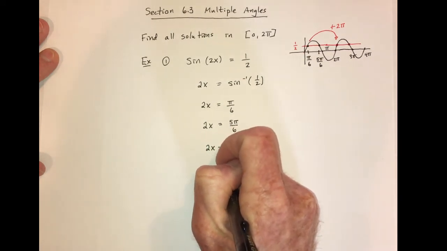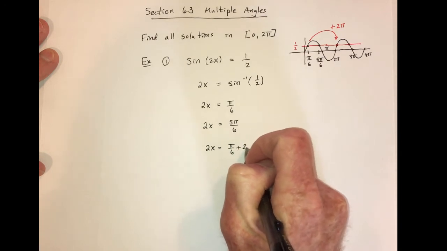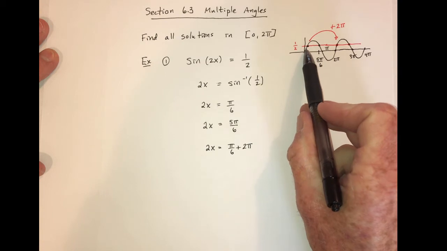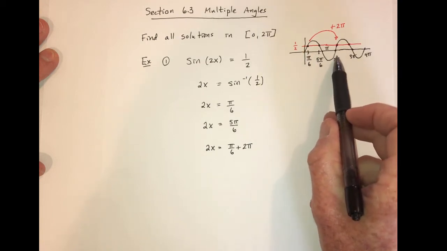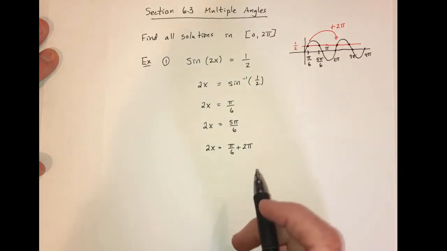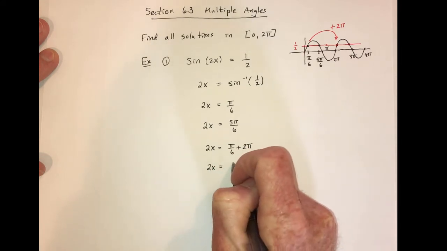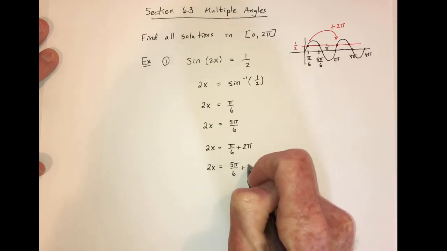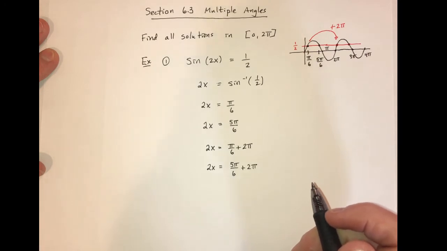So 2x equals, take a pi over 6 and add on 2 pi. So that is what this red arrow is doing. It's taking this solution, pi over 6, and then it's moving it over here to 2 pi plus a little bit, or in other words, 2 pi plus pi over 6. And then also, it's going to be 5 pi over 6 plus 2 pi.